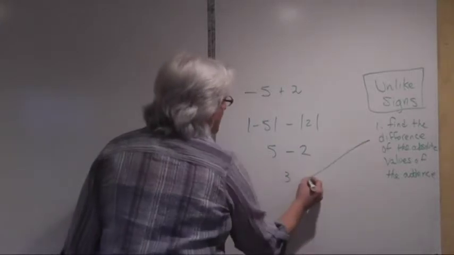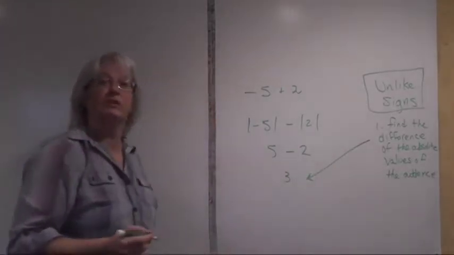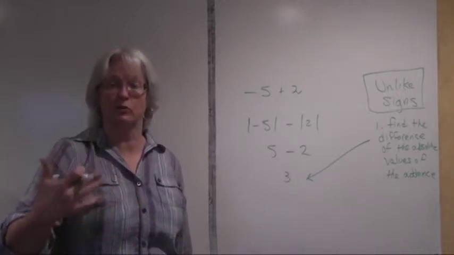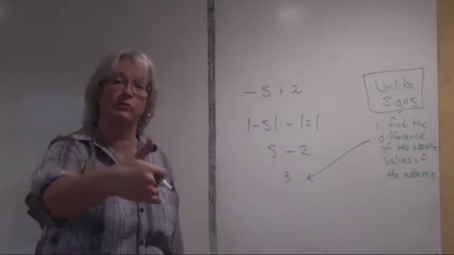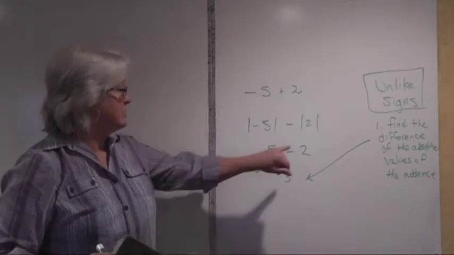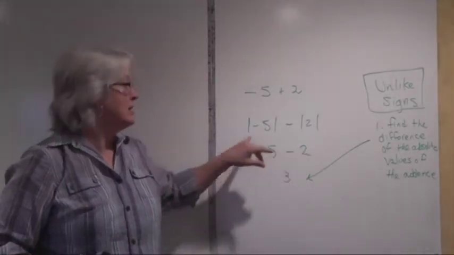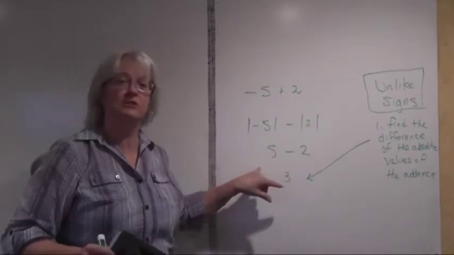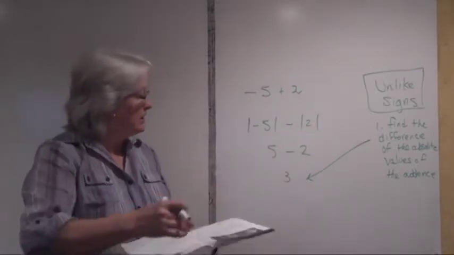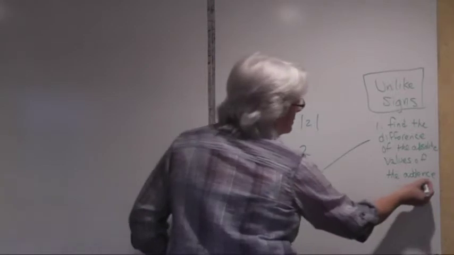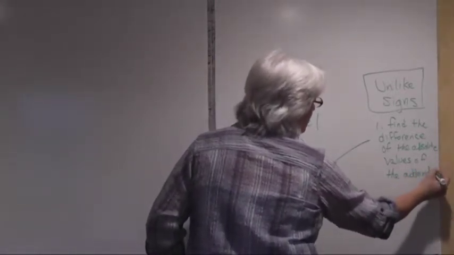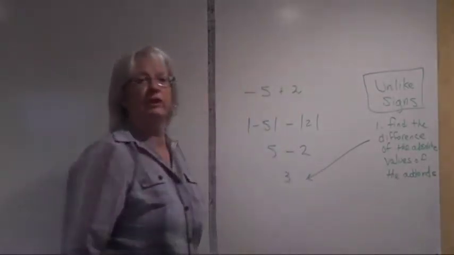This is the first step. We want to find the difference of the absolute values, and they want us to subtract normally. You subtract the smaller number from the larger number. The smaller absolute value from the larger is what we're doing in our first step. We're finding the difference of the absolute values of the addends.